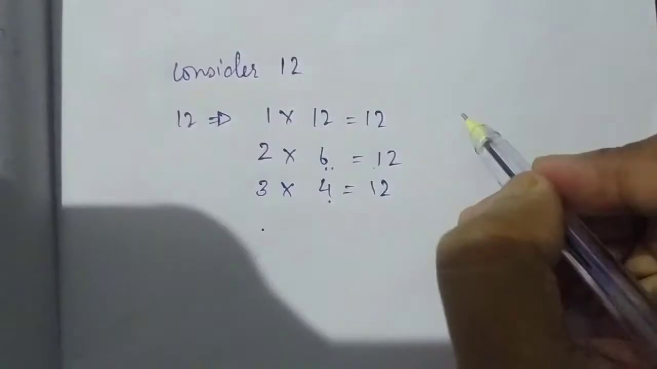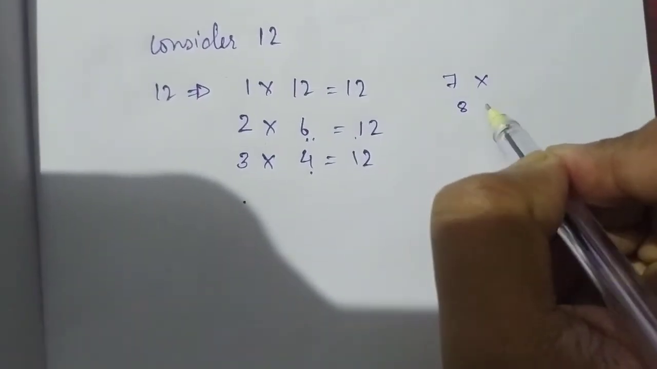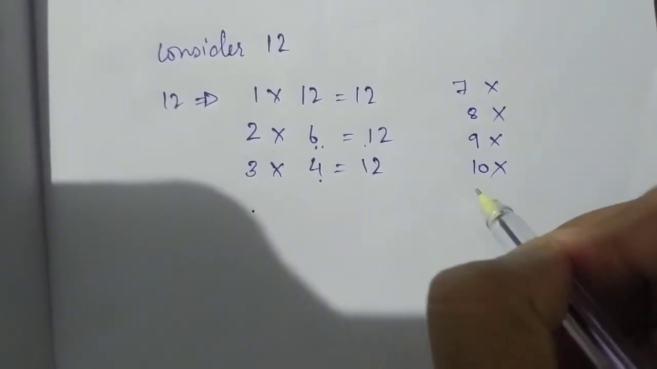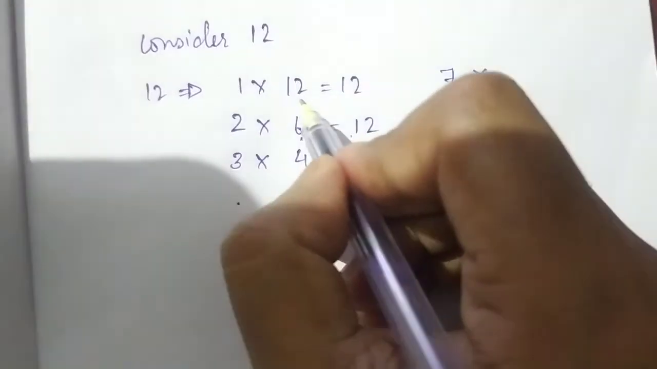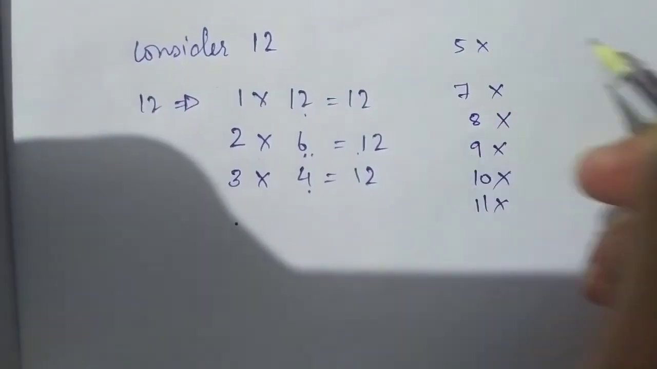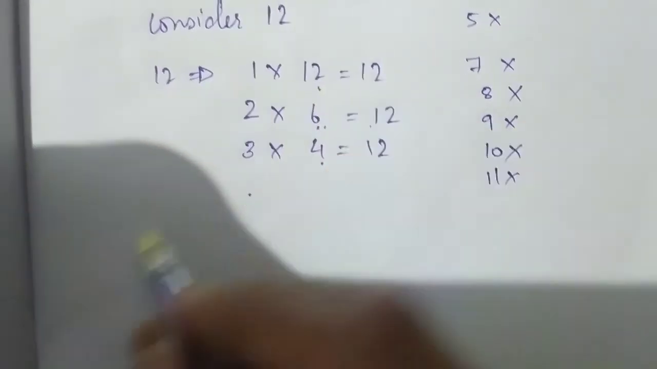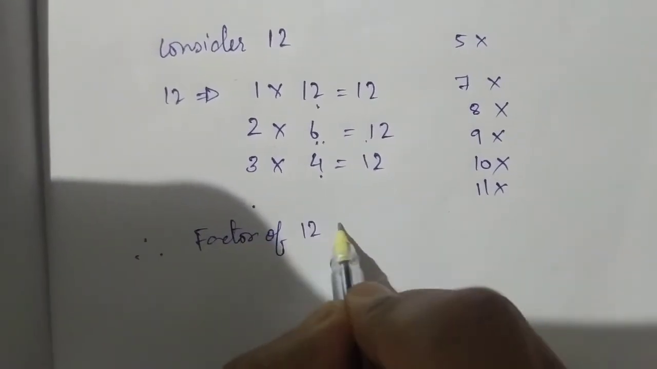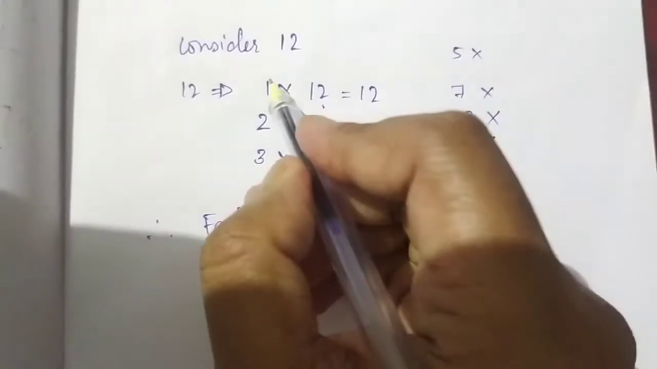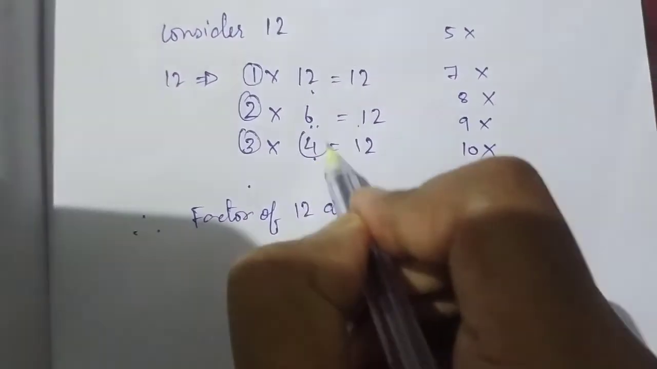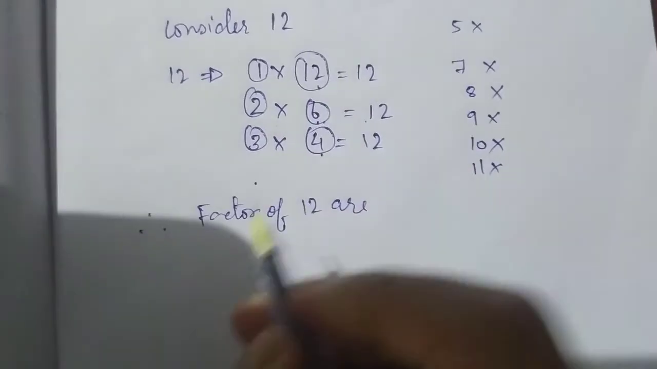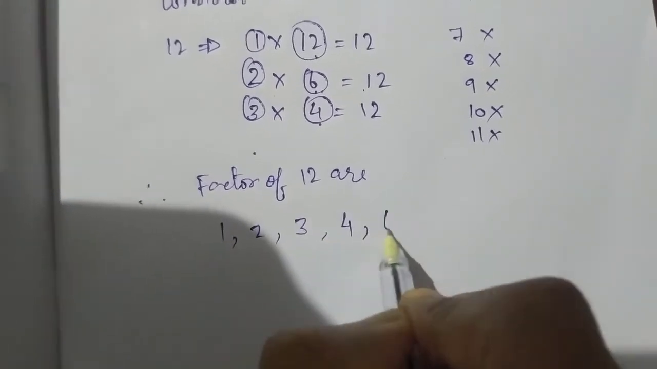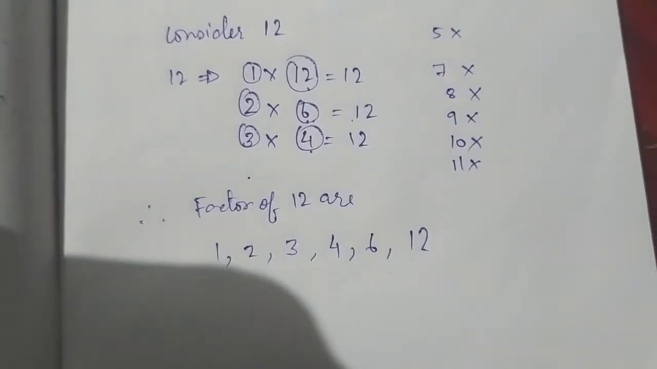And if you go with the 7 table, it doesn't go. 8 table doesn't go. 9 table doesn't go. 10 also it doesn't go. 11 no, and then 12. Therefore the factors of 12 are this: 1, 2, 3, 4, 6 and 12.